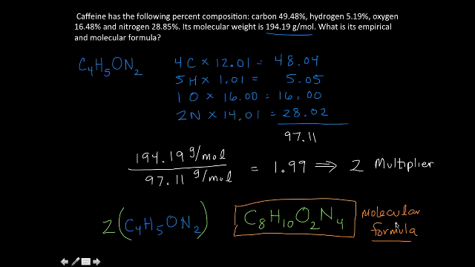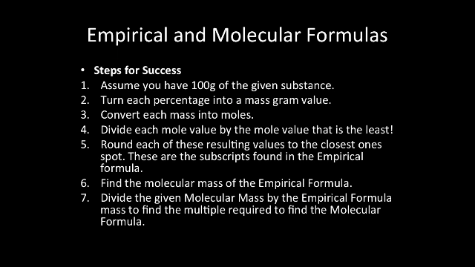It's a multi-step problem. There's a lot to think about. So let's go ahead and practice a little bit more. Before you move on and try one by yourself, these are the steps for success. Remember, you need to assume that you have 100 grams of the given substance so that you can turn those percentages into gram values. Then you need to convert each mass into moles. We use the atomic mass found on the periodic table. Our new unit's grams per mole. It allows us to make a conversion factor.